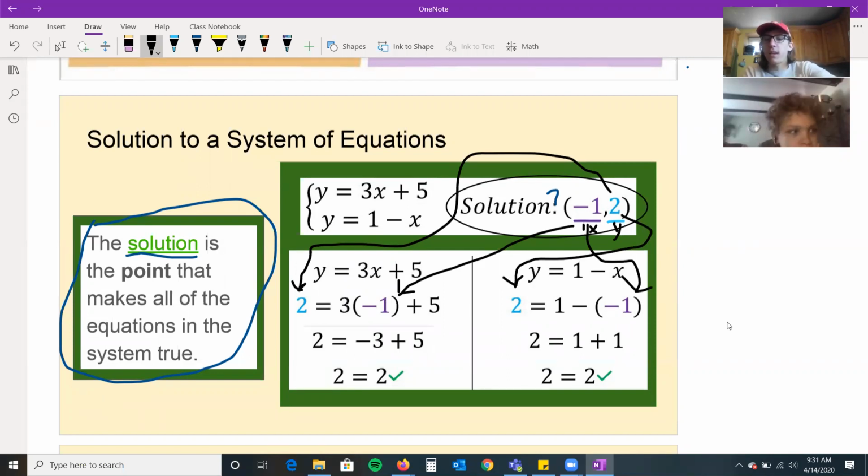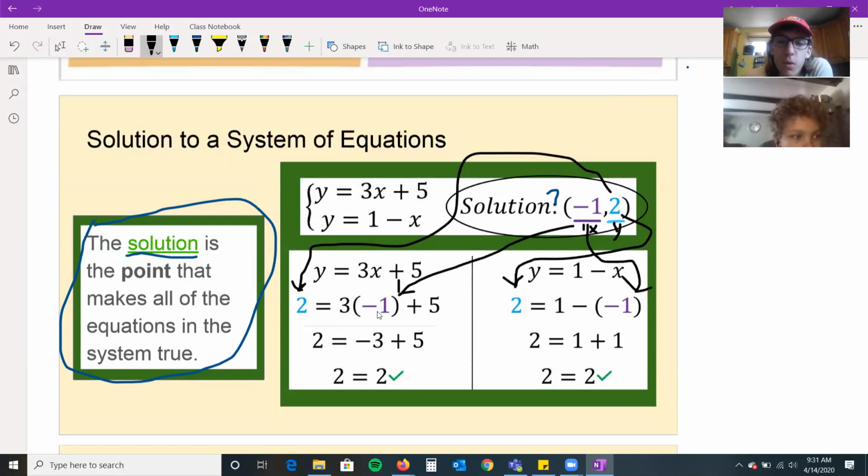I'll pause there for a sec. I know the arrows look all crazy, but does that make sense? Okay, we're taking our x value of that point that we were given and the y value of the point we're given and plugging them into our equations. Now let's see what happens.